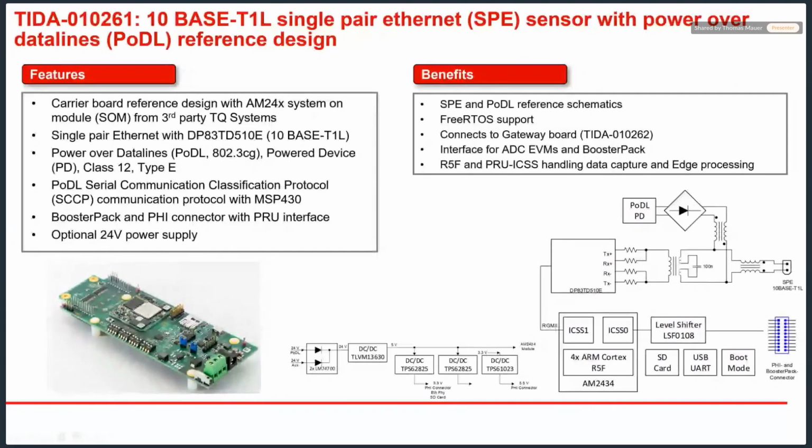As I mentioned, on the TI web page, you can find the reference schematics for this solution. Currently, this runs in FreeRTOS, and it connects to the gateway board, which I will show it to you in a second. Also, all the data communication, like the FFT calculation, as well as the interface to the ADC, is done by the R5F and by an IP block, which is called PRU ICSS.